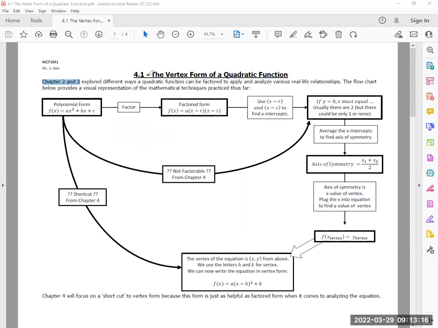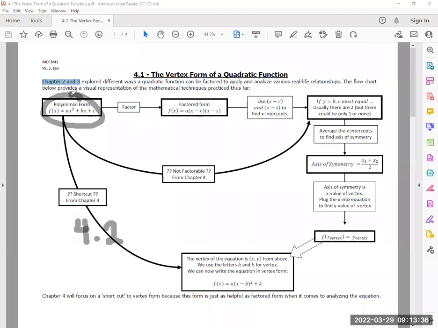Chapter 4 is going to do two different things. 4.2 is going to focus on this shortcut. Take a look at what we've done. All of chapter 2 and 3 was needed to follow along this flow chart.